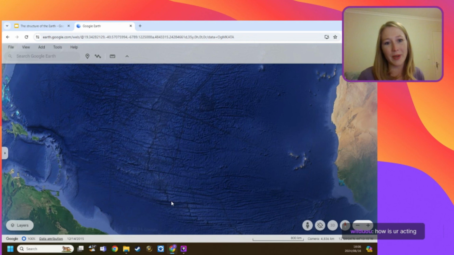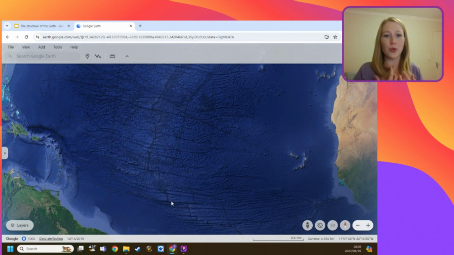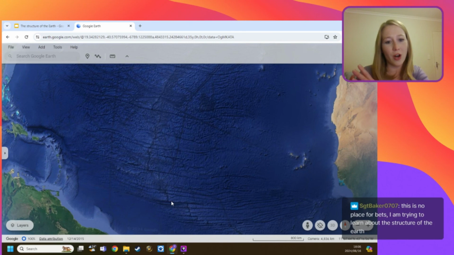Okay, so what happens is because it's diverging, you have magma coming up and it's forming new rock. So if they were to actually check how old the rock is, they would notice that the youngest rock is along the Atlantic Ridge, and the oldest rock is towards the continent.